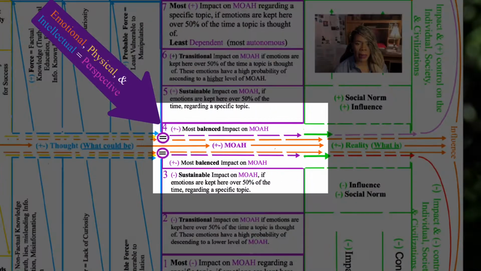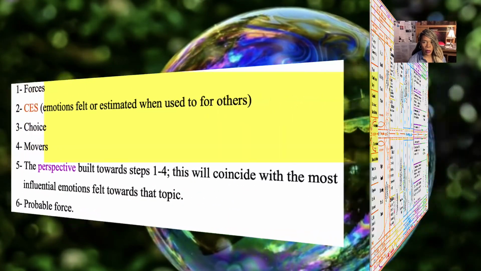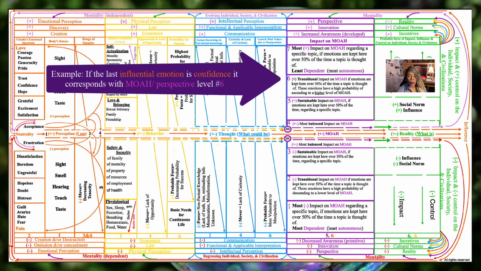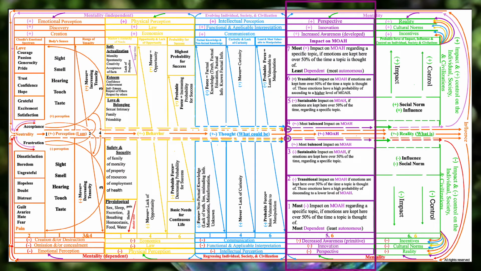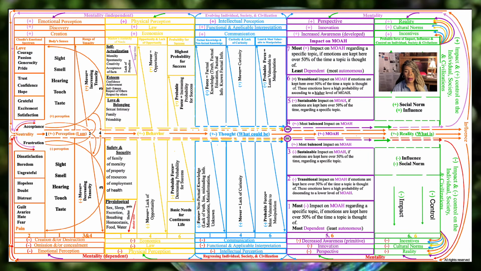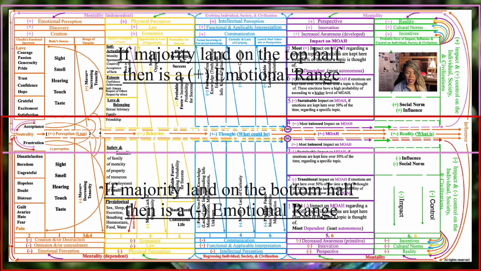The fifth step is the MOAH/perspective built towards steps 1 through 4, which coincide with the most influential emotion felt towards that topic. The MOAH ranges are labeled 1 through 7 and will correspond with the most influential emotion, and this is how MOAH/perspective is estimated. Wherever the topic gravitates more towards in the emotional, physical, and intellectual perception categories will determine the emotional range.